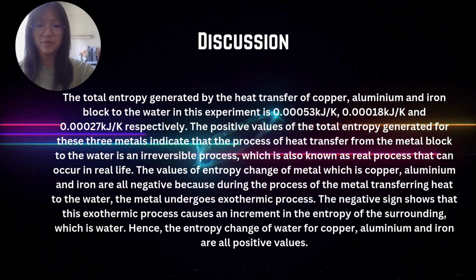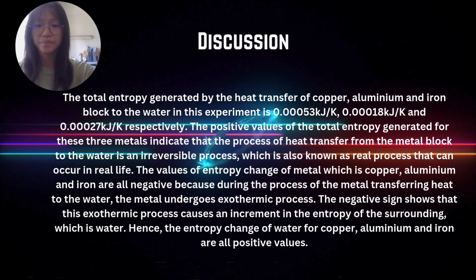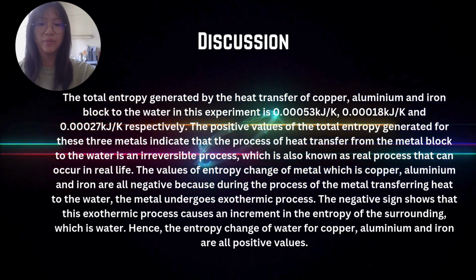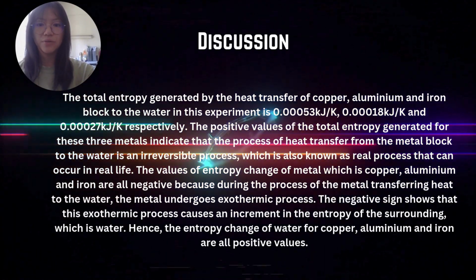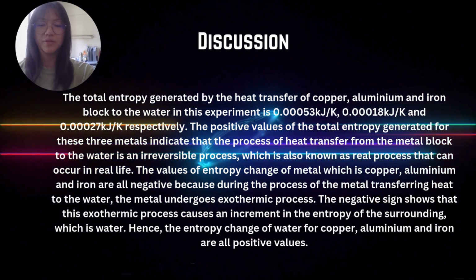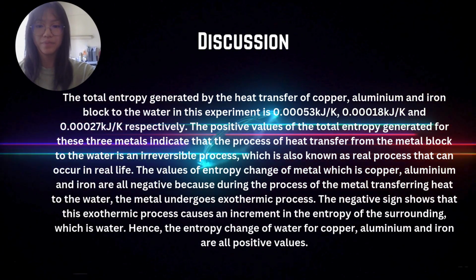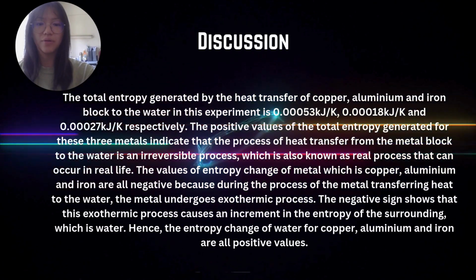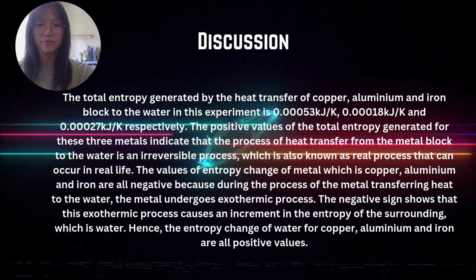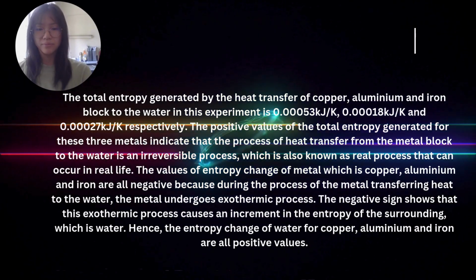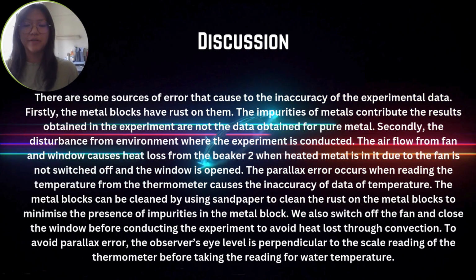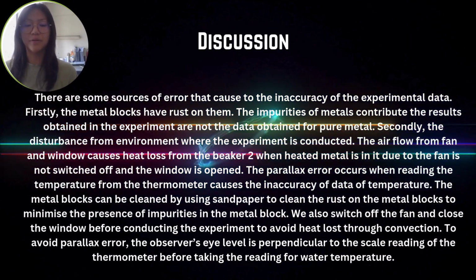because during the process of the metal transferring heat to the water, the metal undergoes an exothermic process. The negative sign shows that this exothermic process causes an increment in the entropy of the surroundings, which is water. Hence, the entropy changes of water for copper, aluminium, and iron are all positive values.